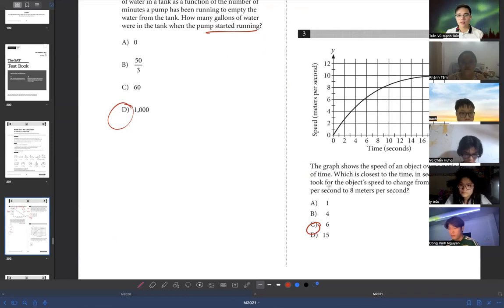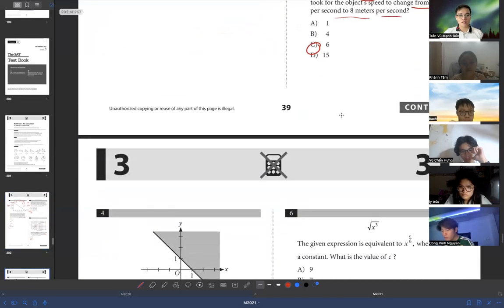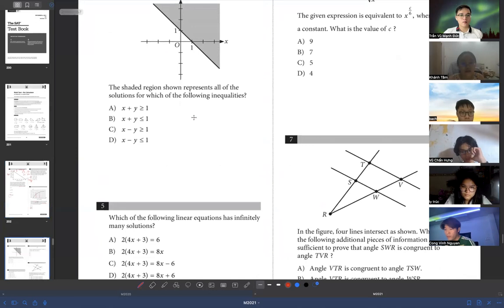Which is closest to the time it took the object to change from 4 meters per second to 8 meters per second. All right, speed from 4 meters per second to 8 meters per second. 4 is okay, 6. Right, approximation. Remember, this is the keyword here, the closest to the time. The closest is the keyword. All right, next up.